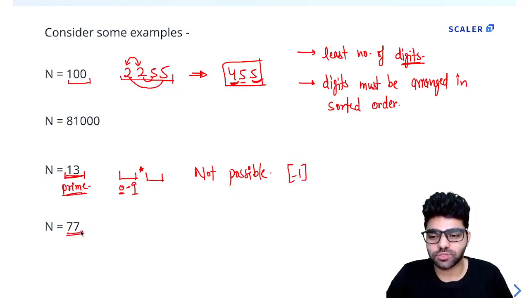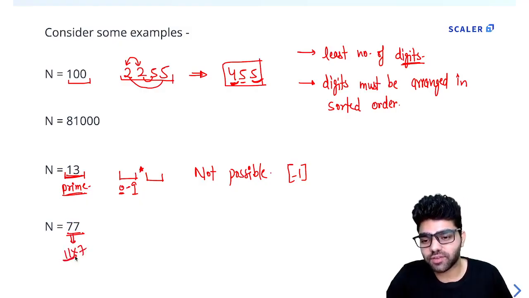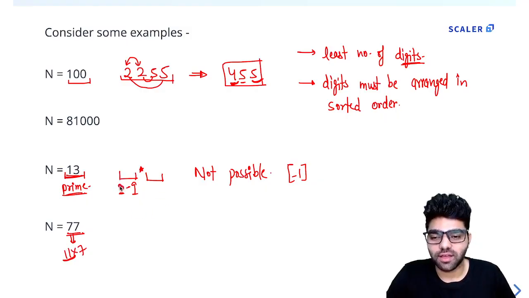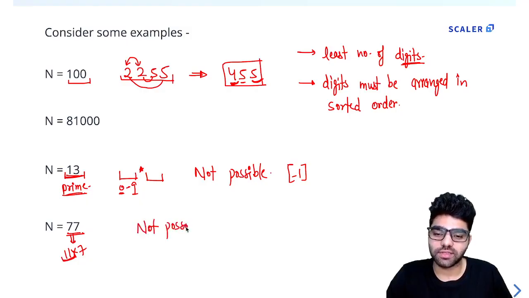Similarly in this case also, the factors of 77 are 11 and 7. Can we represent this 11 using product of digits? Again we cannot, and this is a 2-digit number. This is a prime number, it cannot be represented by a product of digits. So again in the case of 77 it is not possible, so we need to return -1.